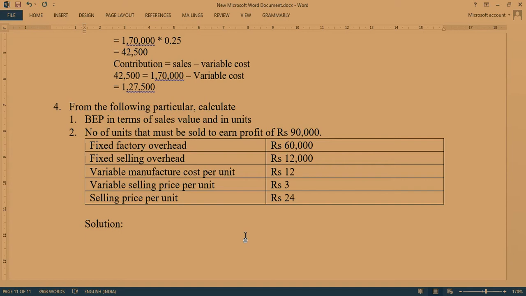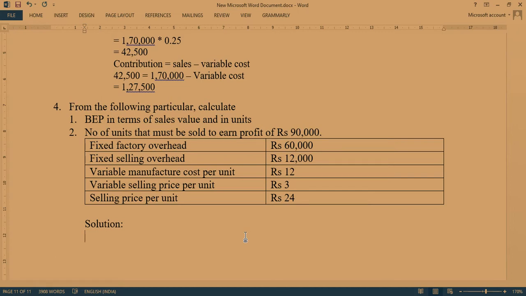Now let us read the question. From the following particulars, calculate first, the break-even point in terms of sales value and in units. Next, the number of units that must be sold to earn a profit of rupees 90,000. They have given a few pieces of information: fixed factory overhead rupees 60,000, fixed selling overhead rupees 12,000, variable manufacturing cost per unit rupees 12, variable selling cost per unit rupees 3, and the selling price per unit is rupees 24. With the help of the available information we can solve the problem, right?